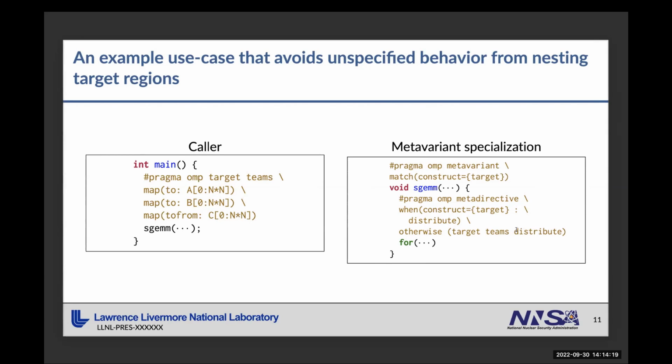So with the specialization, if it's inside of a target, it uses distribute. So this is if it assumes target teams effectively. Otherwise, it will launch it for you onto the device. Target teams distribute.